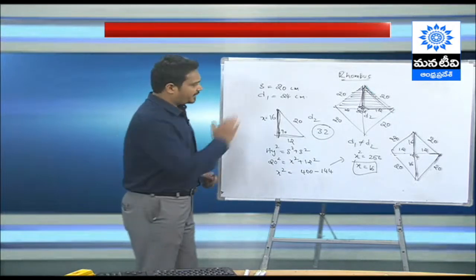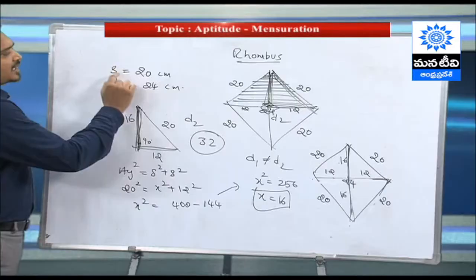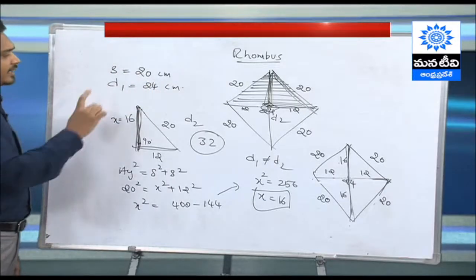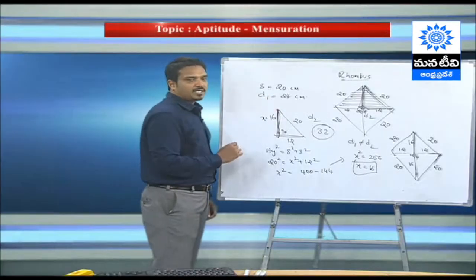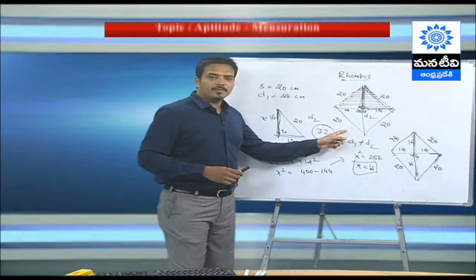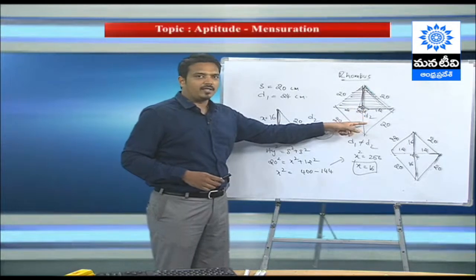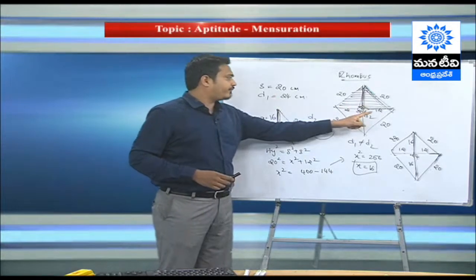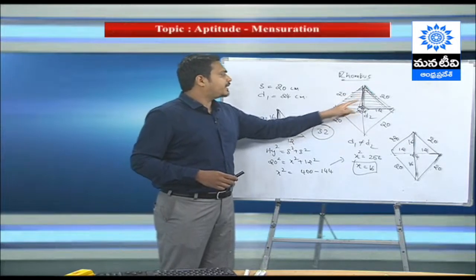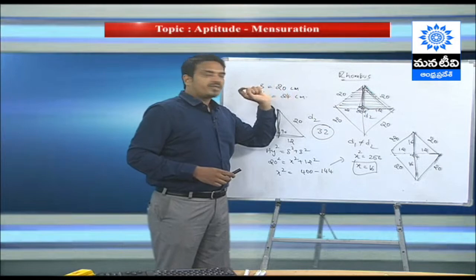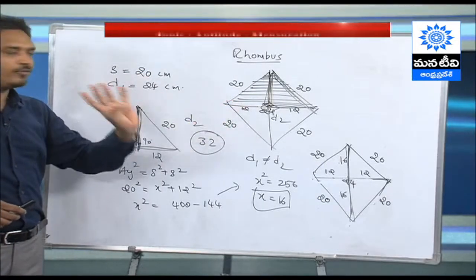I repeat the solution part, the explanation part, once again. First, we know that the side of the rhombus is 20 centimeters, and one diagonal of that rhombus is 24 centimeters. If we draw a picture, it's a rhombus where all sides are equal and the diagonals are not equal. So one diagonal is 24. If we take the horizontal diagonal as 24, these two diagonals divide this rhombus into 4 equal triangles.